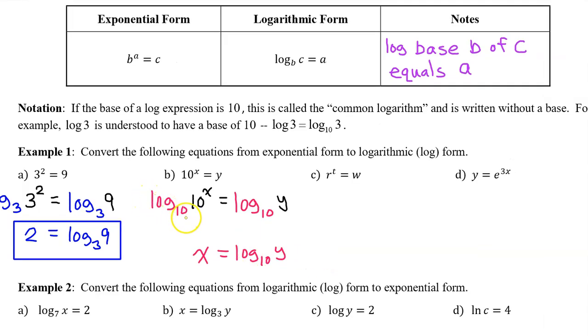Log base 10 is special. If the base of a log expression is 10, this is called the common logarithm, and it is traditional to write it without the base 10. For example, instead of writing the log base 10 of 10 to the x power equals the log base 10 of y, it's traditional to write log 10 to the x power equals log y, without showing the little base 10. That base 10 is still there, it's just understood.